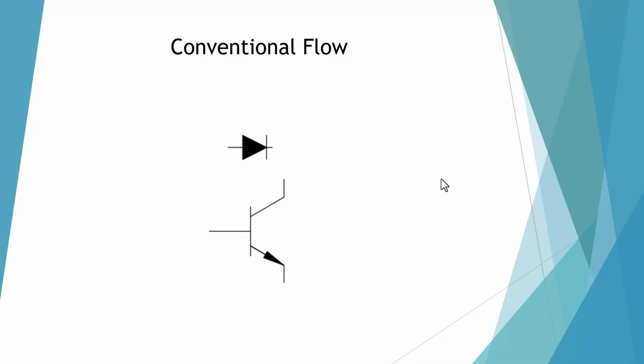All of electronics is based on conventional flow when we look at the symbols. The arrow flows and points to the lower potential or ground. So these are all based on conventional flow.